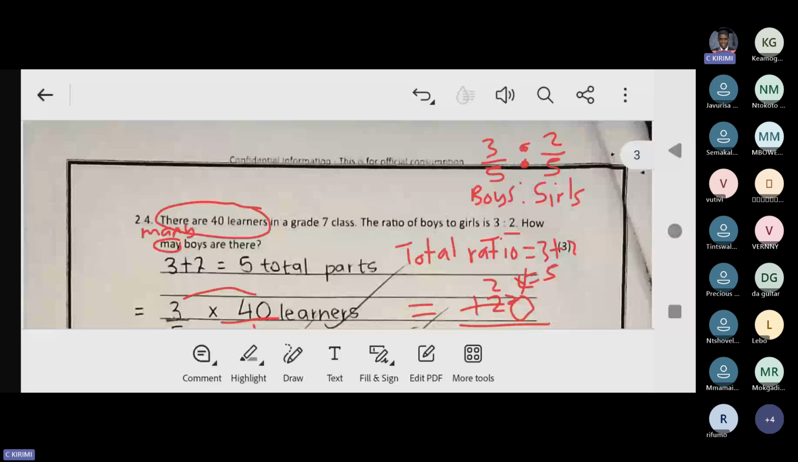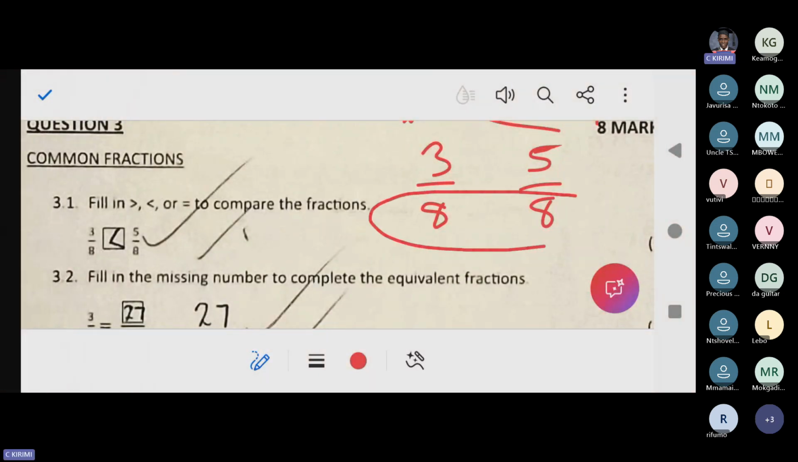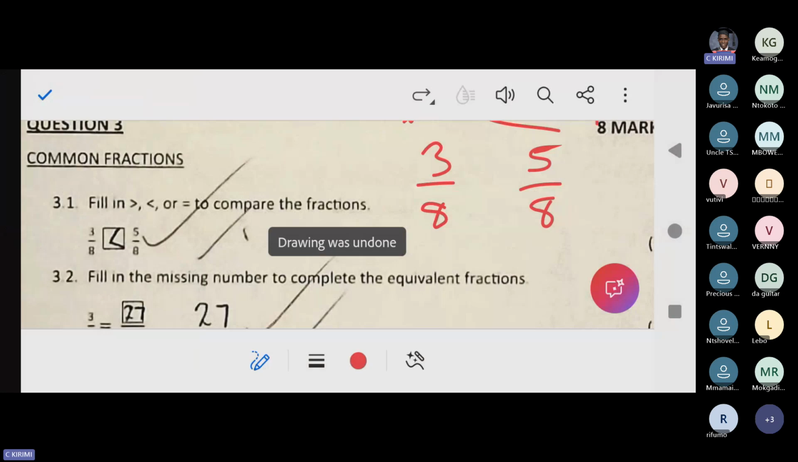Then for question number 3, which applies to grades 5, 6, and 7, we are checking which number is bigger. 5/8 and 3/8, which one is bigger? If the denominators are the same, you just compare the numerators. You are only comparing the numerators, 3 and 5. Which one is bigger? 5 is bigger. That's why you put your sign opening towards 5/8, because it's greater.